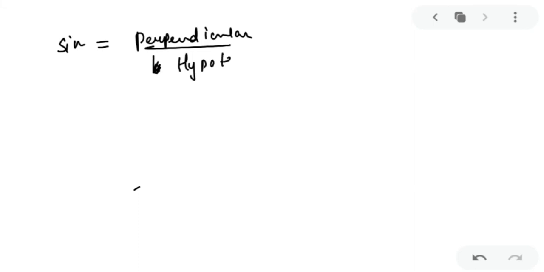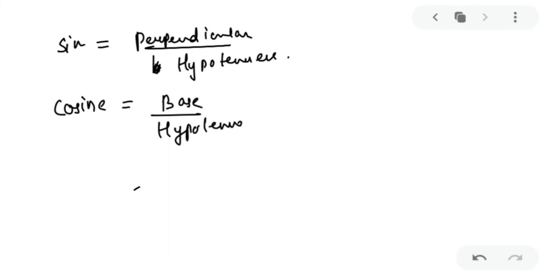Your first ratio is sine, and sine is what, my dear kids? Perpendicular upon base. Sorry, I'm so sorry. Perpendicular upon hypotenuse. Next is your cos, which is also called as cosine. It is base upon hypotenuse. Next is your tan. Tan is perpendicular upon base.